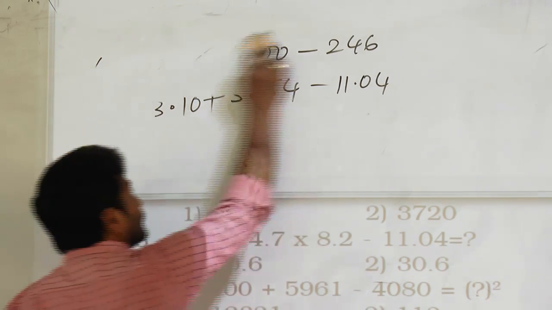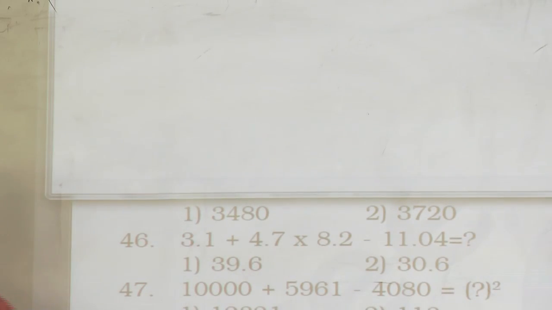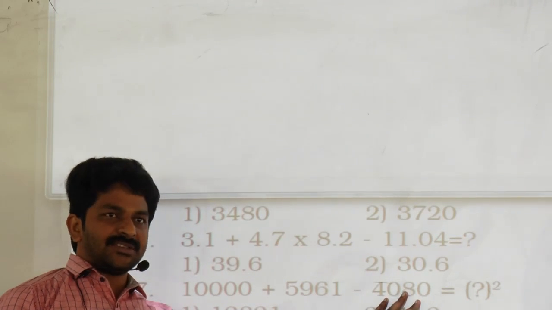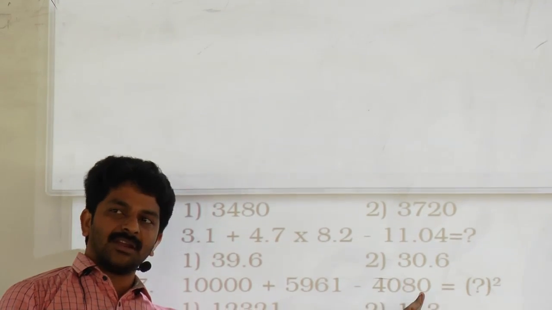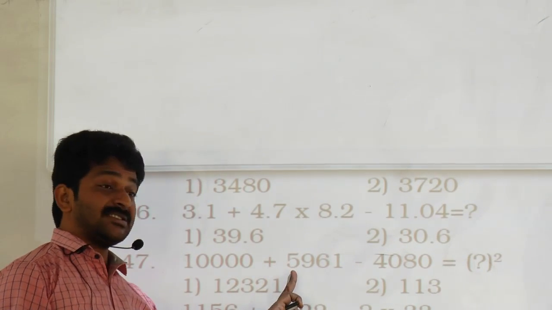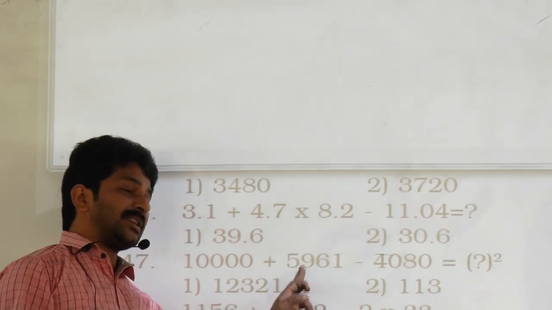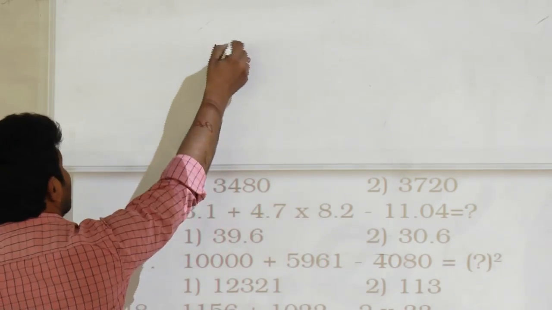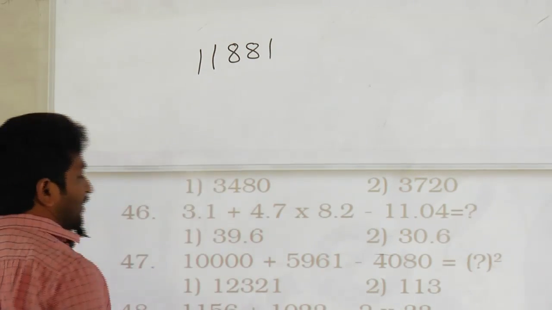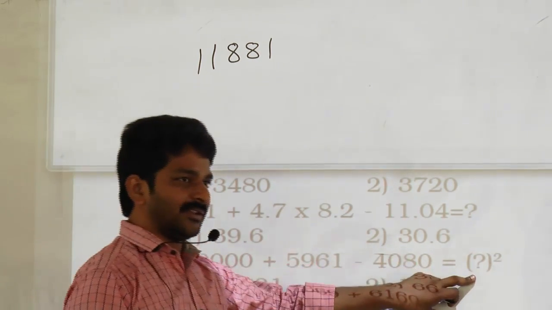Next. From this you need to subtract 4080. Subtract 4100, add 20. Subtract 4100. This is 1861 plus 20. That becomes 1881. And you have 10,000. So that is 11,881. And this is x square. You need to identify that value.